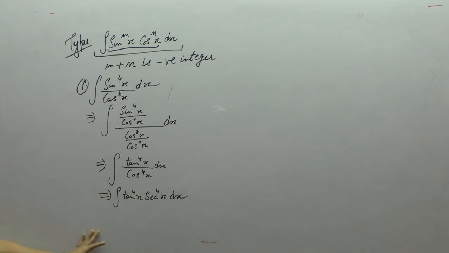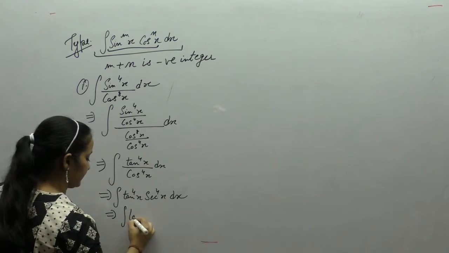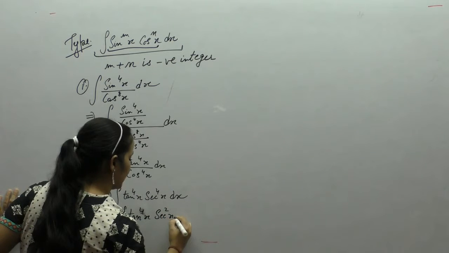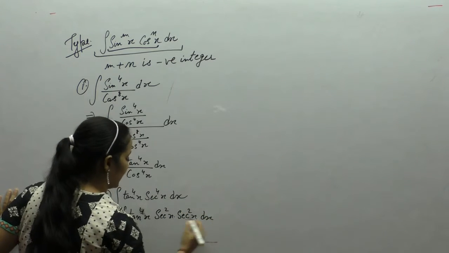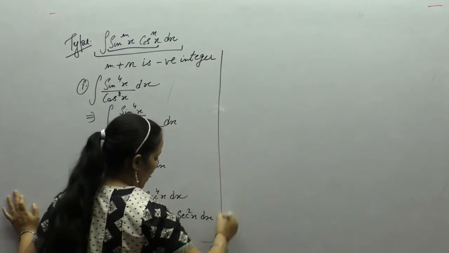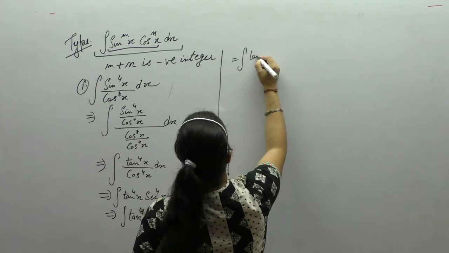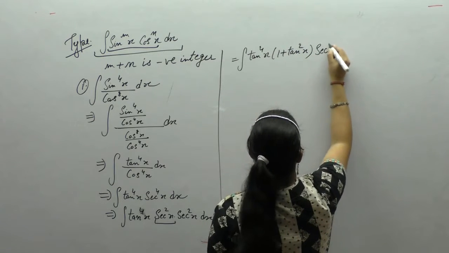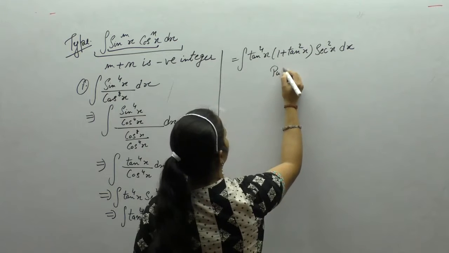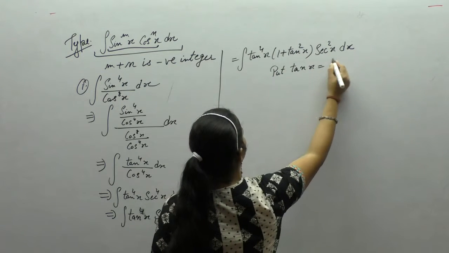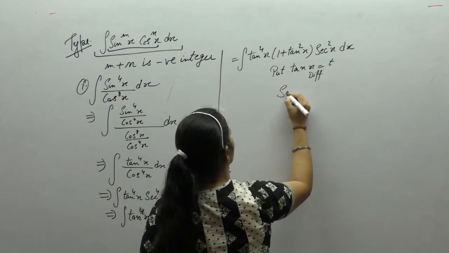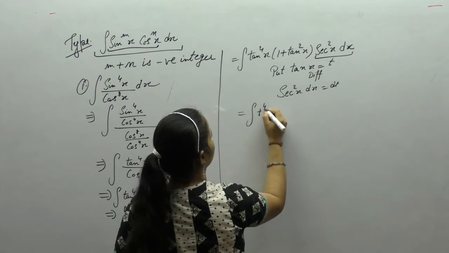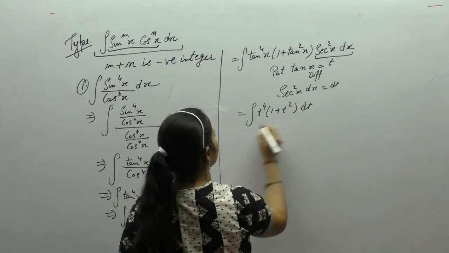In the sec⁴x, we write sec⁴x as sec²x into sec²x. Tan⁴x sec²x into sec²x. Instead of one sec²x, we use the identity 1 plus tan²x. Tan⁴x, 1 plus tan²x, sec²x dx. Now put tan x as t. Differentiate. Derivative of tan is sec². Sec²x dx as dt. t⁴ (1 plus t²) dt.